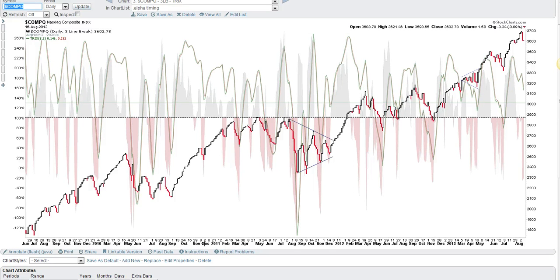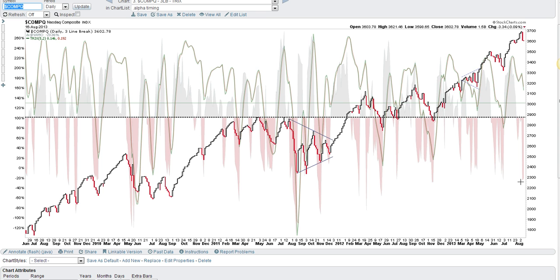So let's start here with the NASDAQ 3-line break chart, and behind it the indicator is the McClellan oscillator, and then for those interested, this line here, this is the TRIN. But the McClellan oscillator is really what I want to focus on here.